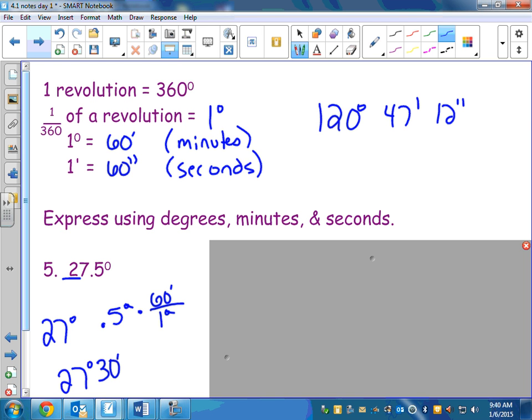Just to show you, let me see if I can find this button. First of all, something we need to notice on our calculators is if you turn your calculator on, on my calculator, at the very bottom it says DEG, which means degrees, right? Yes?